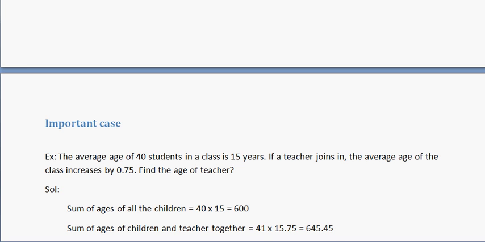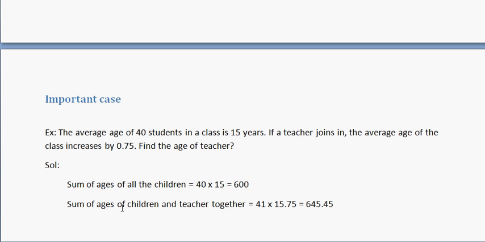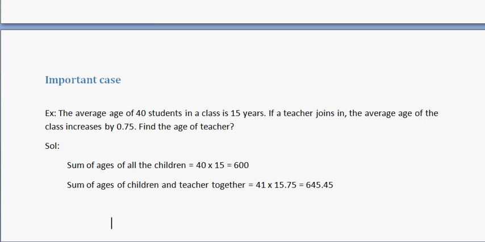Now what is the age of the teacher? So here it's the sum of ages of children, here it's the sum of ages of children and teacher. Now if we subtract this, we'll get the age of the teacher, which would come out to be, I think 75, which comes out to be 45.75 years. So this is the age of the teacher. Quite straightforward.